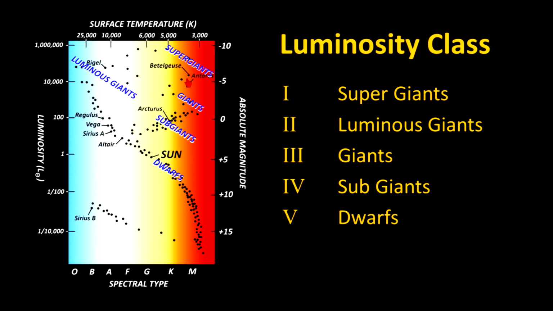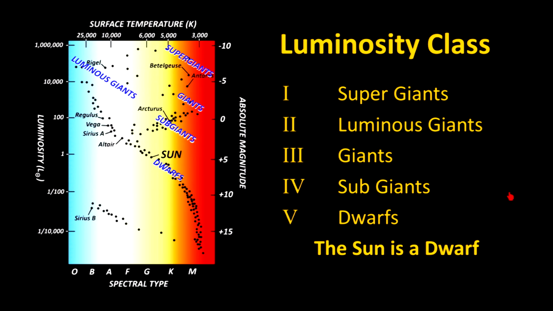The supergiants are up here, luminous giants over here, etc. And we'll start to weave this into our topic of stellar evolution as we go. One of the things that's important to notice is that the sun, located right here on the HR diagram, makes the sun in the luminosity class category of dwarf. So our sun is what is called a main sequence dwarf, and we'll talk more about what the term main sequence means in just a second.